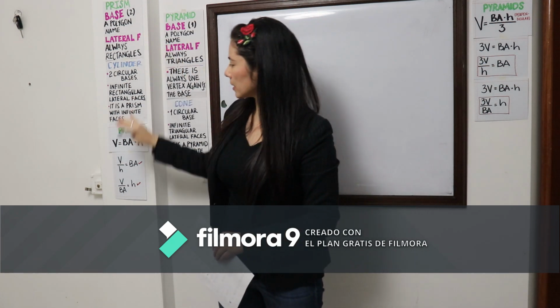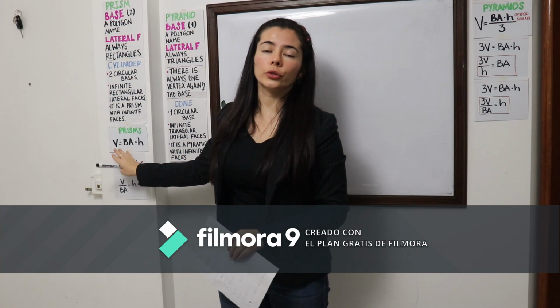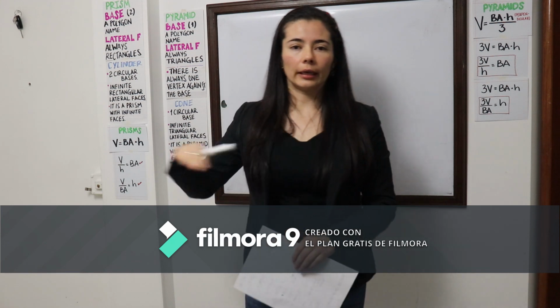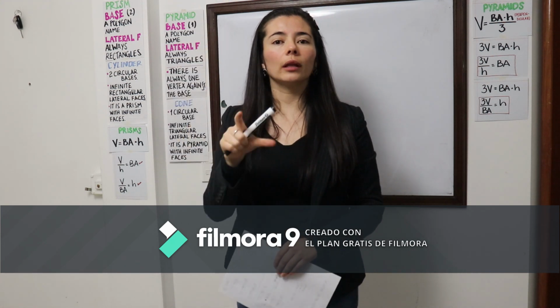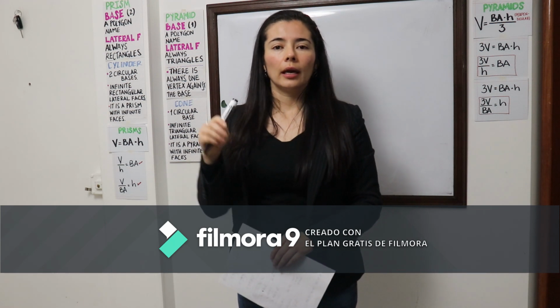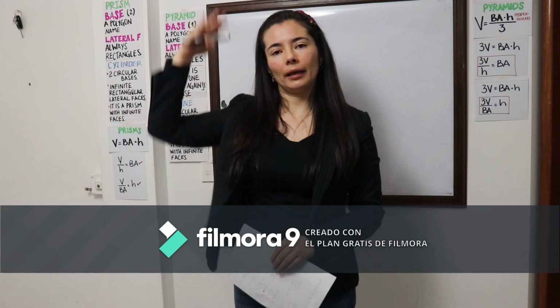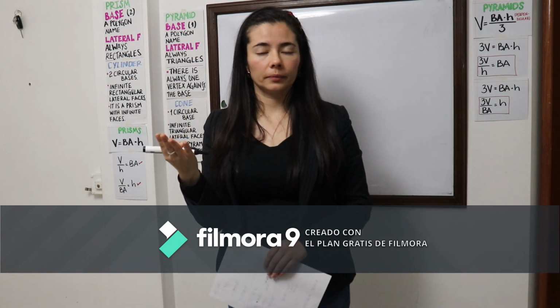Now for prisms, please keep in mind the formula. Volume is always equal to base area times height. Now, base area, of course, remember we have two bases in a prism, right? So we only need to find one of those bases, the area of those bases. And then we're just gonna multiply by the height. That way we're gonna be able to find the entire volume.